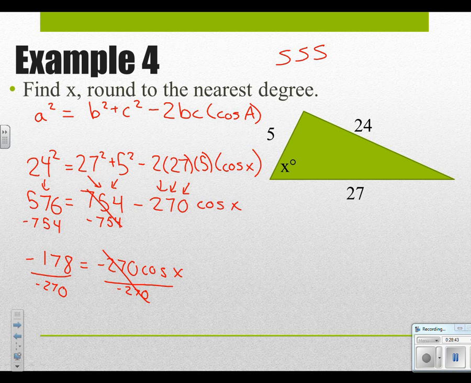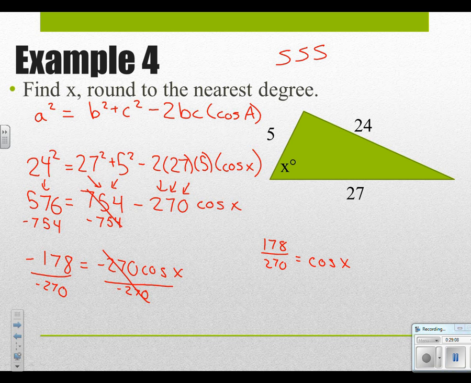So give me that. 0.6. Actually, don't give me that. You're going to have to round, right? Let's avoid doing that. We do know it's going to become positive, right? Yeah. So I'm just going to leave it as a fraction. Let's just leave it as 178 over 270. I could reduce it, but I don't need to, so I'm not going to bother with it. So I've got 178 over 270 equals cosine of x.